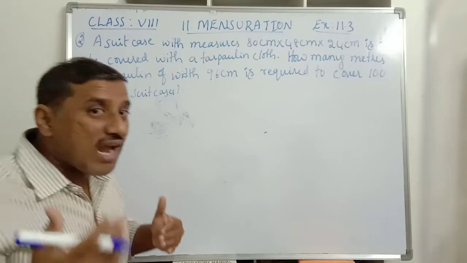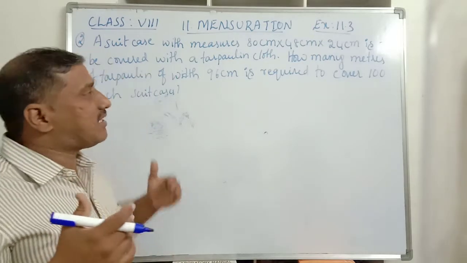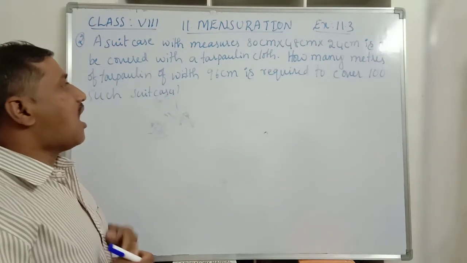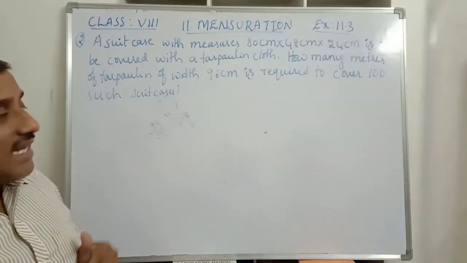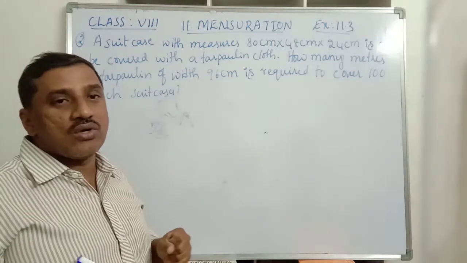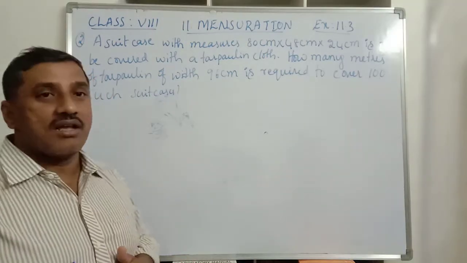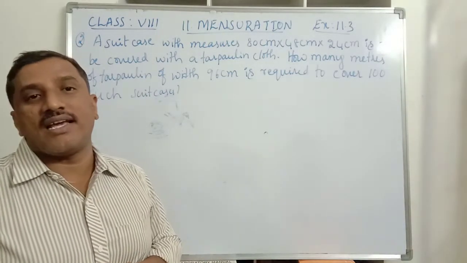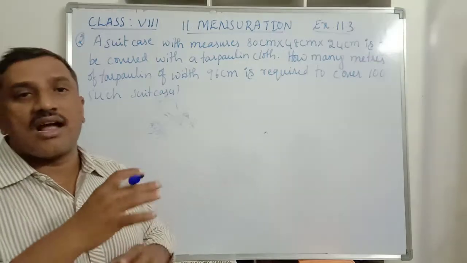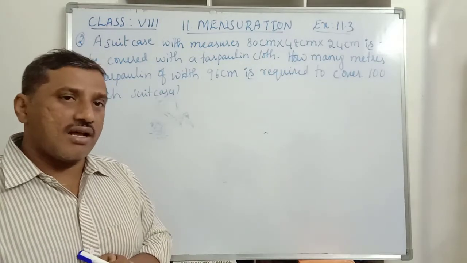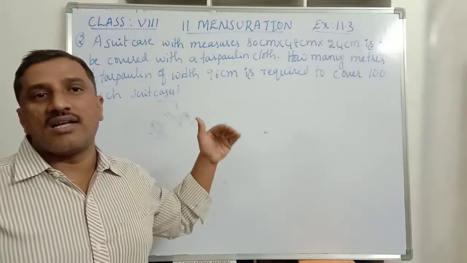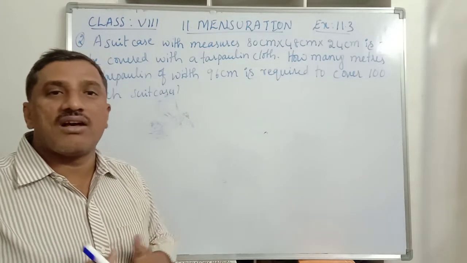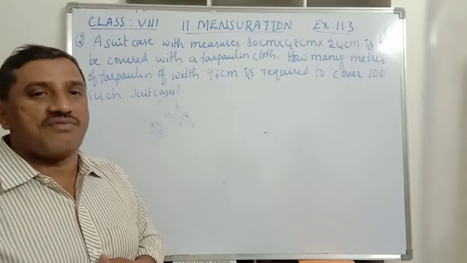Therefore, what we have to find? Total surface area of the suitcase. How many meters of tarpaulin of width 96 centimeters is required to cover 100 such suitcases? There are 100 suitcases and they are covered with that cloth of width 96 centimeters. We should find the length of the cloth in meters.